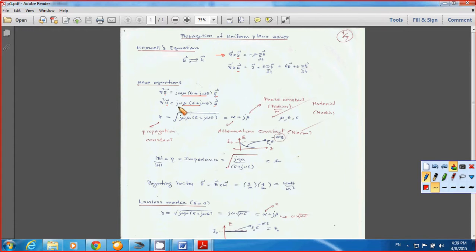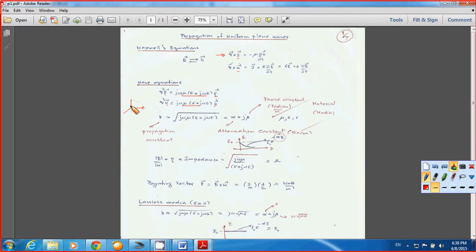If I represent this term by gamma, gamma is going to have a real part and an imaginary part, represented by alpha plus j beta, where gamma is the propagation constant. It tells you how the electromagnetic waves propagate or move.